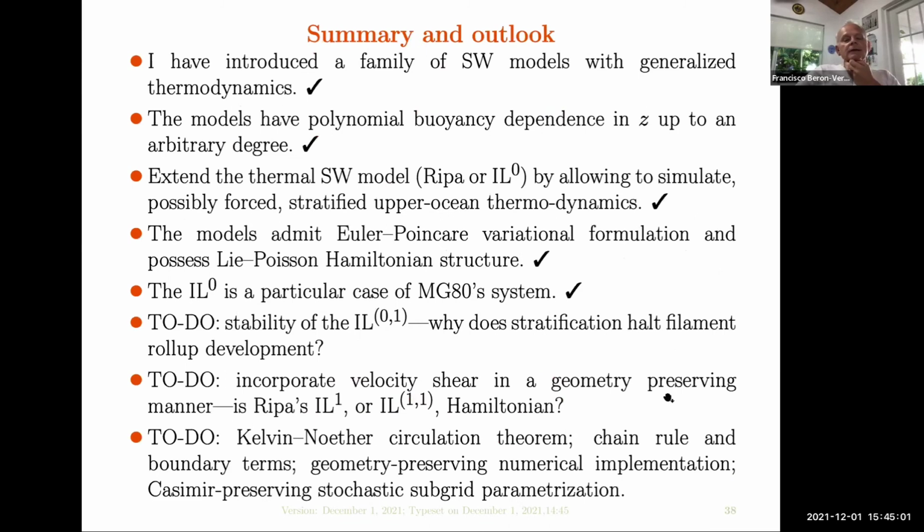So this is it. I have some conclusions here. I introduced this family of shallow water models, which generalize thermodynamics. I can have buoyancy depending on z up to an arbitrary degree. This extends the thermal shallow water model, the ripa model of IL0, by allowing possibly forcing, but in a conservative setting. And we can study stratified approaches and thermodynamics with that. The models are Euler-Poincaré and Lie-Poisson. This is an important thing for me and for some people too: the IL0 is a particular case of the Morrison and Greene system. Things to do: so why the IL01?